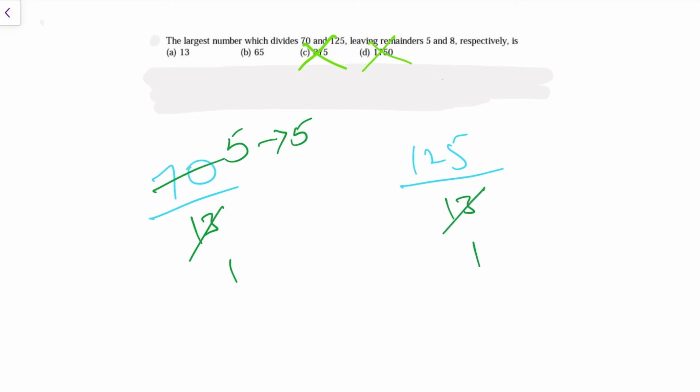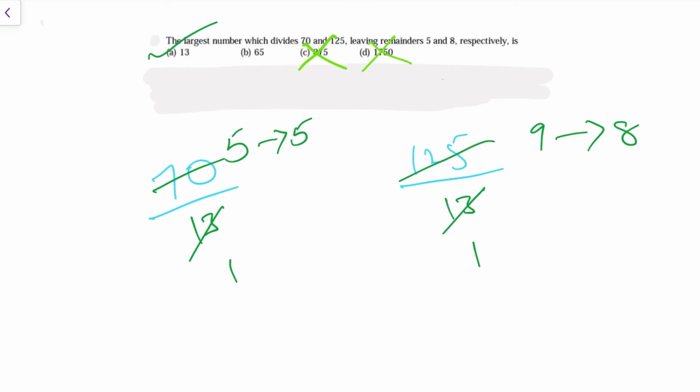13 9s are 117. So if I subtract it from 125, I am left with 8. Yes, I am getting the correct answer. So option A is the correct option.